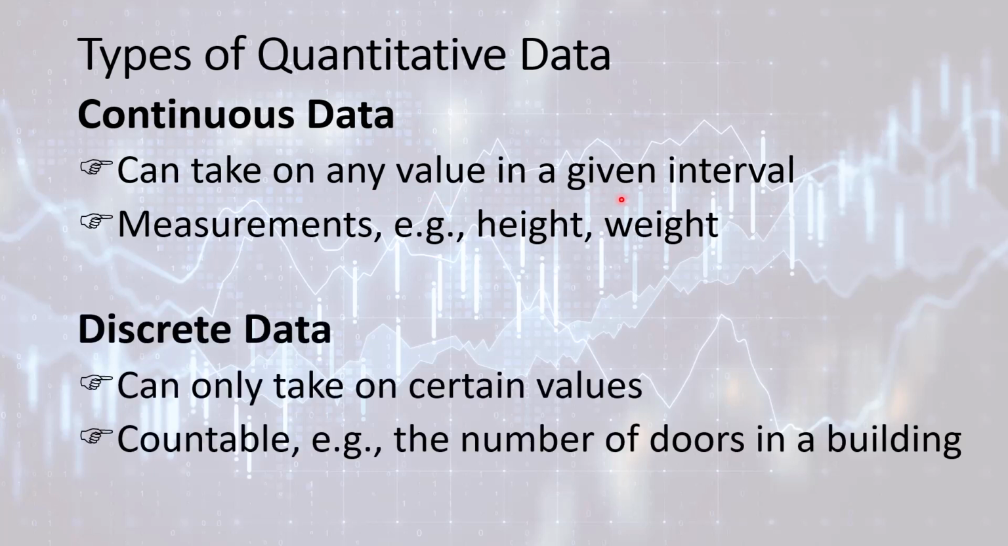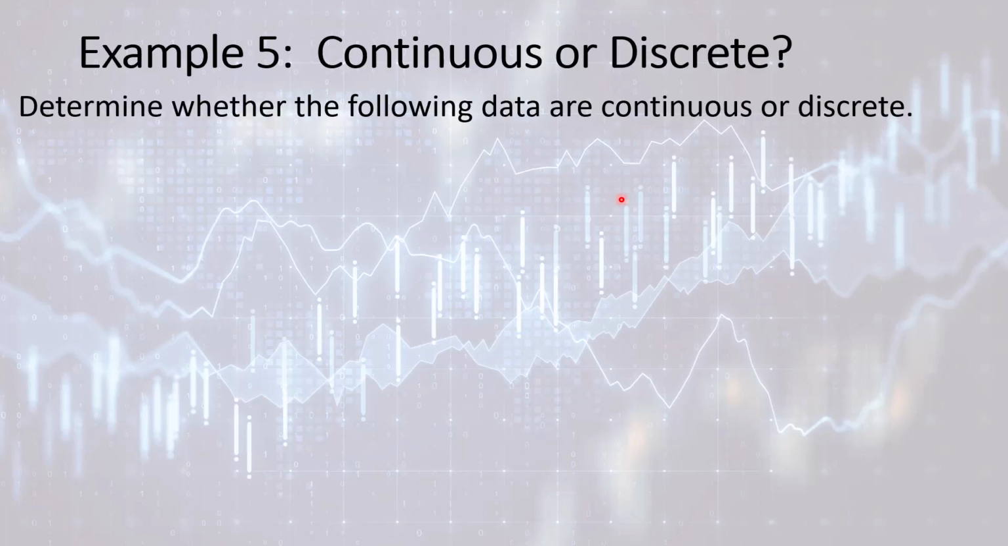And the other one is discrete. It can only take on certain values. They are what we would call, in mathematical terms, countable. 1, 2, 3, 4, 5, 6. The number of Grammys Taylor Swift won. You can go all the way up to infinity, but there will always be a countable number of values. And that brings us to this example: continuous or discrete.